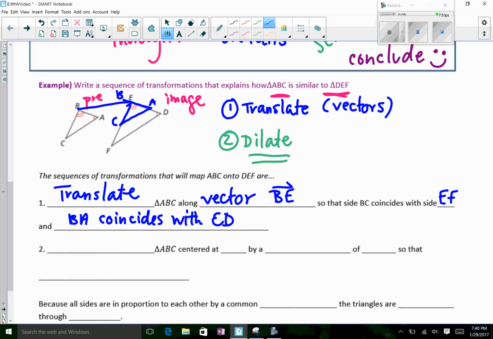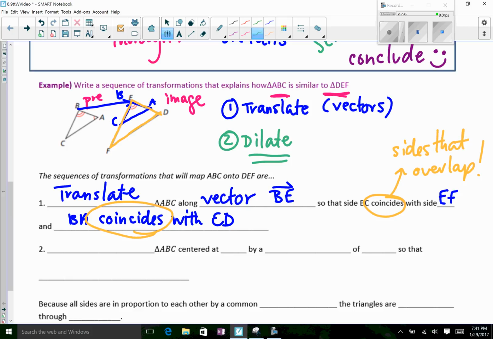This is our first time using this language of coincide. Why don't you get a highlighter out or underline this right now? When we talk about coincide, we're talking about sides that overlap. So these sides are overlapping each other, and that's our goal of the dilation, because now our final goal is to get AC to overlap DF, and the way we're going to have to do that is by a dilation.